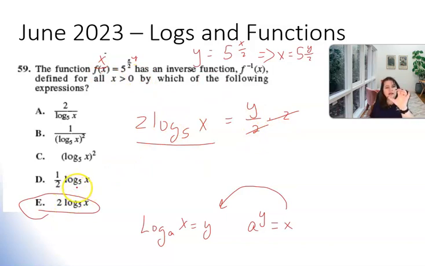So now I'm hoping I've explained to you that when you take the logs and functions, this is very rare for ACT to put the two of them together, but when they do, you need to make sure you understand what all of this means.